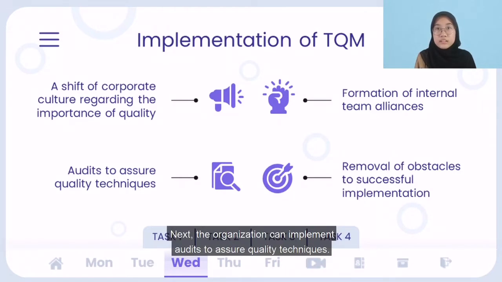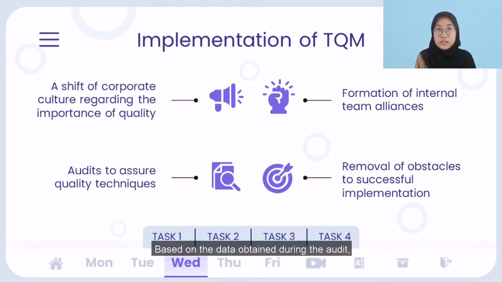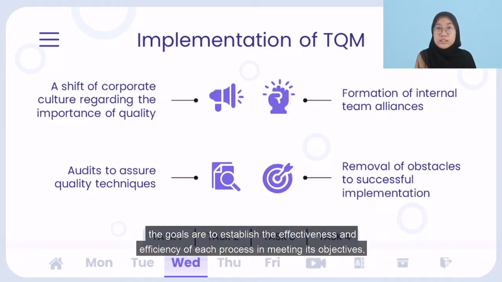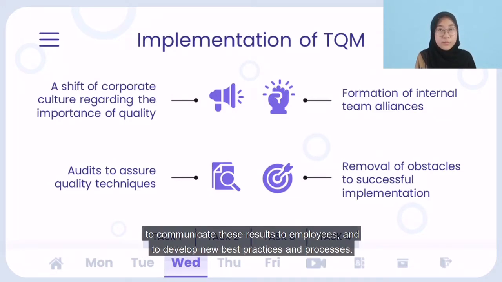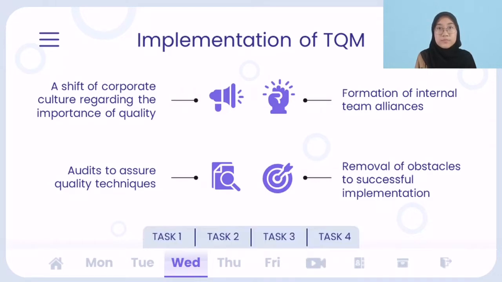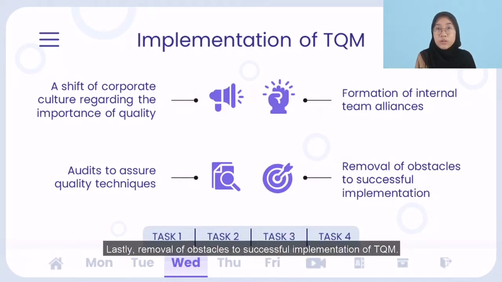Next, the organization can implement audits to assure quality techniques. Based on the data obtained during the audit, the goals are to establish the effectiveness and efficiency of each process in meeting its objectives, to communicate these results to employees, and to develop new best practices and processes. Lastly, removal of obstacles to successful implementation of TQM, such as lack of time or money in the short run.